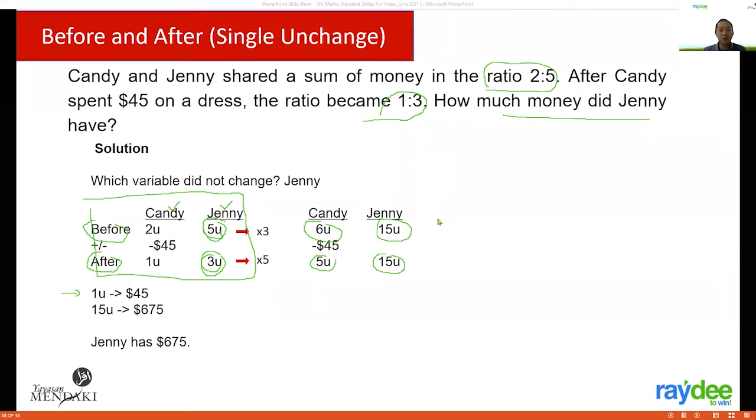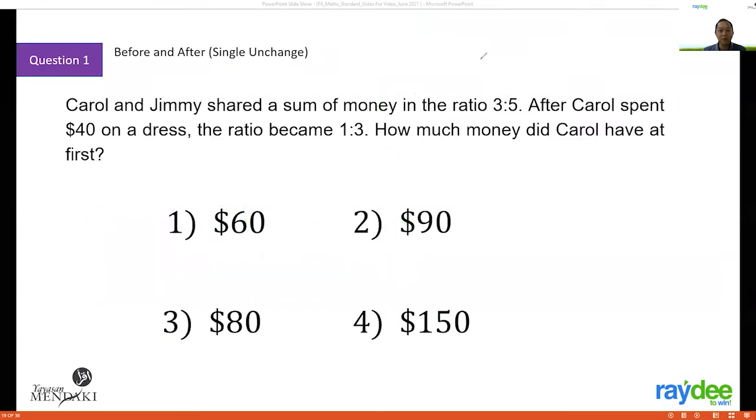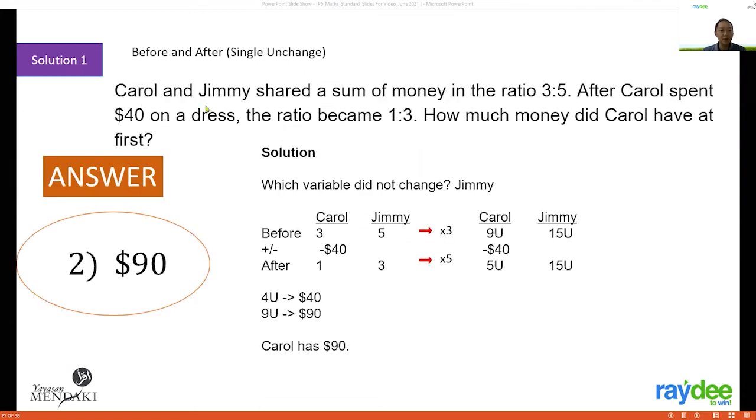Okay, so the question that we're giving them is over here, right? If we like giving them some time. Now, typically per question, they have about 5 minutes to solve, right? So you can give them like 3 to 5 minutes, okay? So this is a single unchanged.